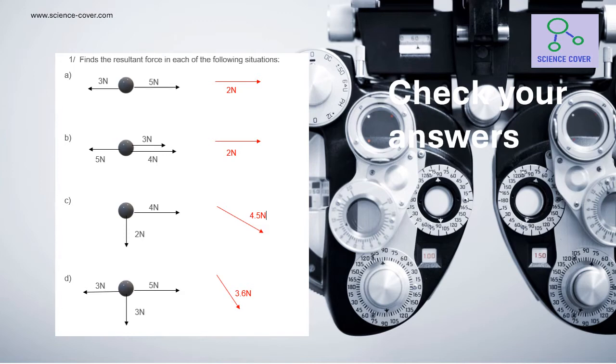Let's check the answers. For 1A, the resultant force was 2 newtons to the right. For B, the resultant force was 2 newtons to the right. For C, we should have had 4.5 newtons diagonally down to the right. For D, we should have 3.6 newtons diagonally down to the right.